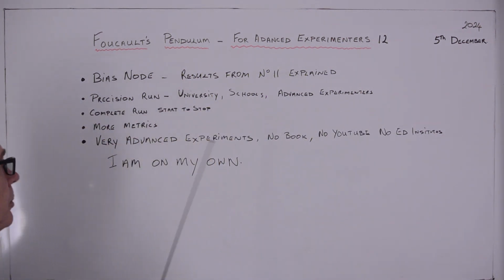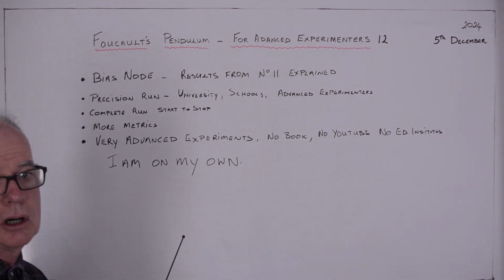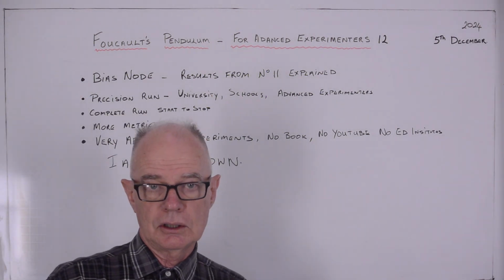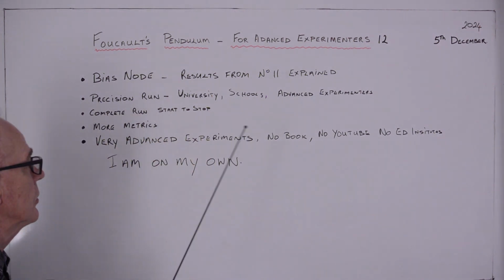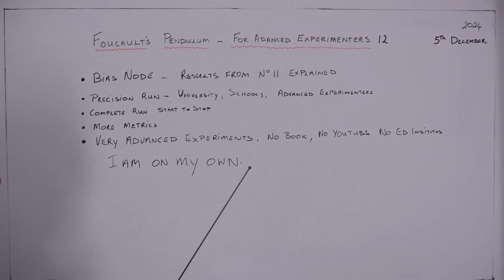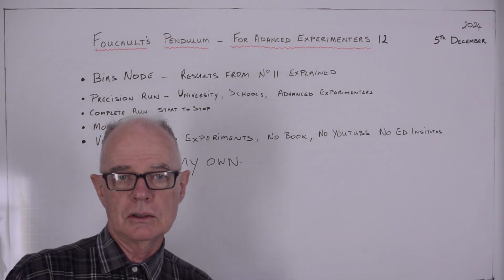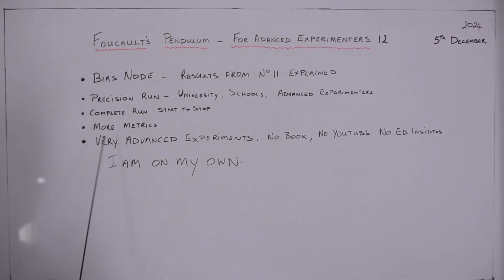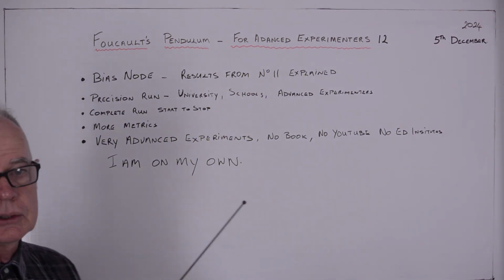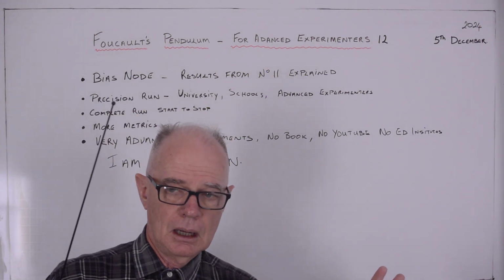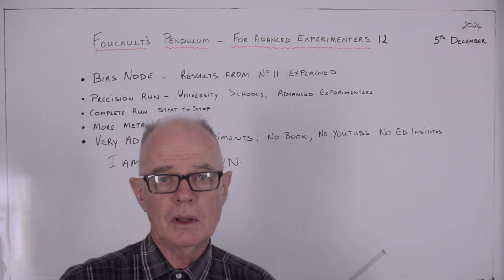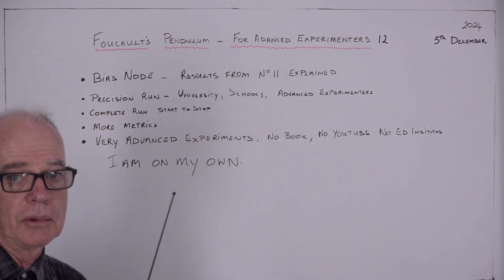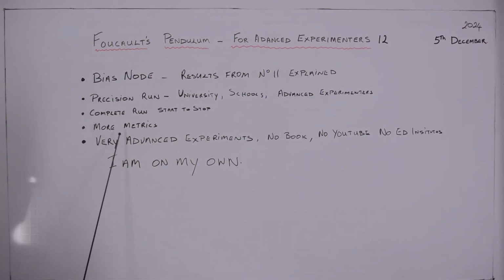Also, we'll be looking at a precision run. This will be the first time you've seen me setting up the laser for this precision with more metrics, and I think it will be more helpful if anyone's into university or schools. They may not have seen this done with lasers. We'll also be doing a complete run, start to stop, so you'll see the whole pendulum swing through its full cycle, and there are many metrics to be gained from that, I can tell you. Also more, as I said, more metrics.